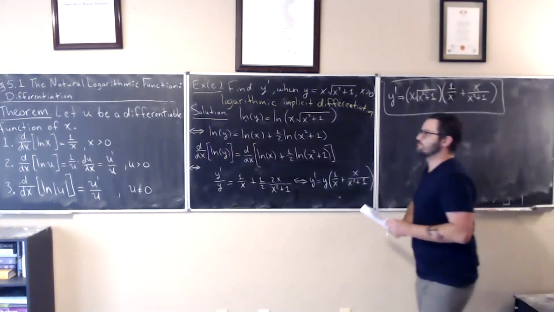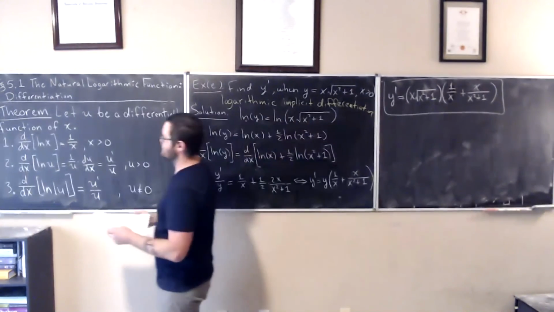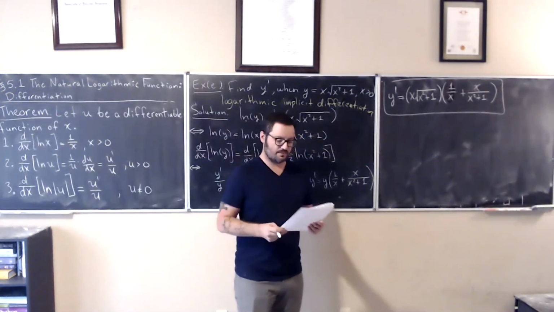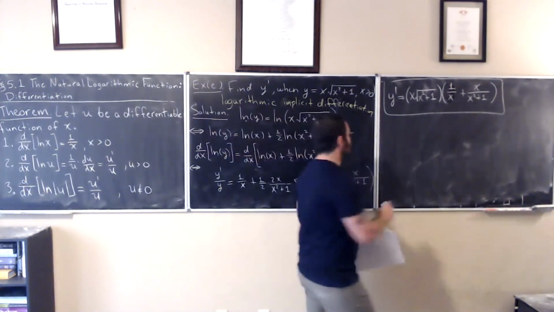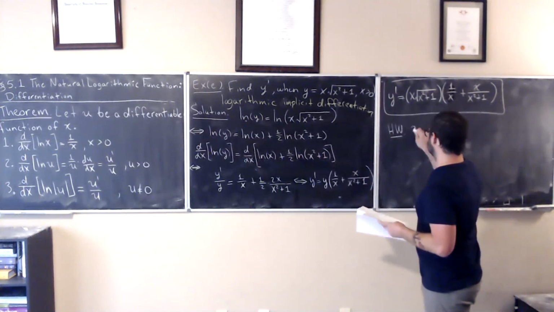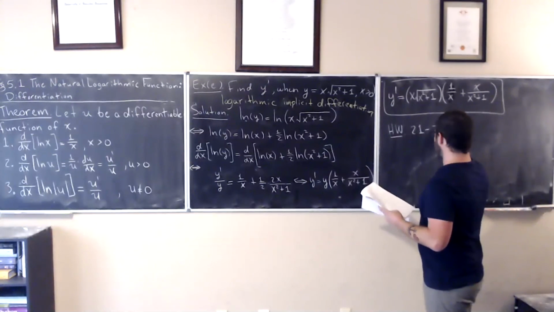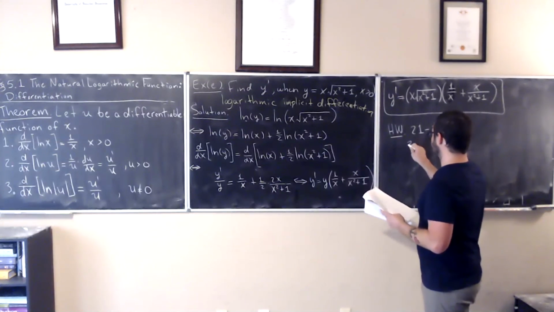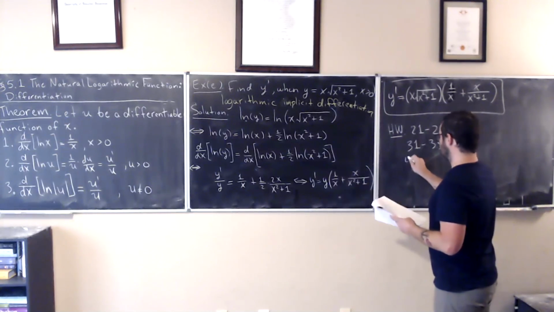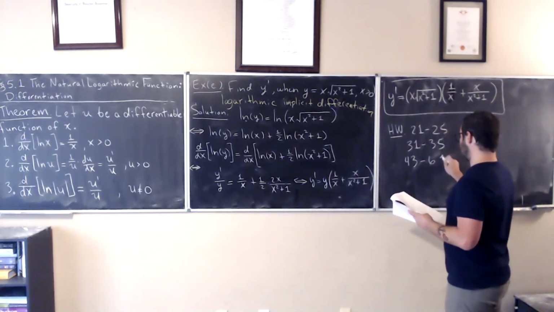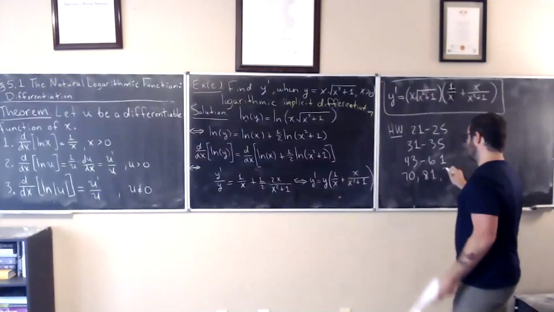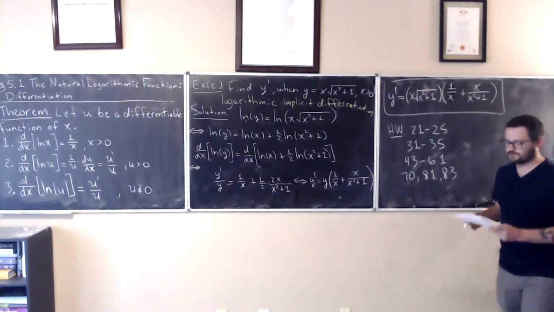So that was a quick run through of taking derivatives of natural logarithms, and I think this is a good time to stop the video. But first, maybe I'll write up homework problems for the students in this section. 21 through 25, 31 through 35, 43 through 61, 70, 81, and 83. And these are suggested homework problems.